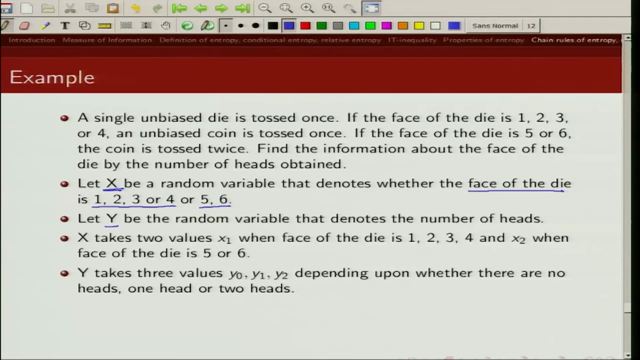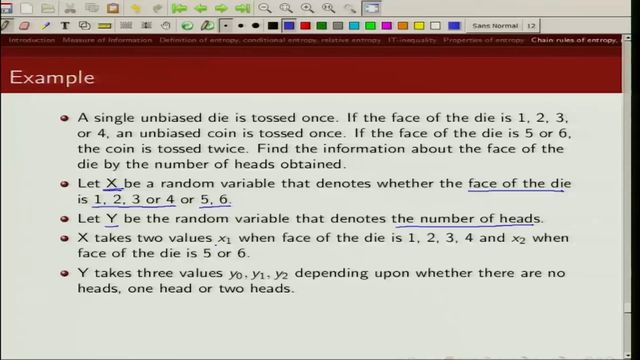And let y be the output of my tossing of the coin, where I am interested in counting the number of heads. As I said, there are two possible actions I am taking based on what I get as a result of throwing the dice. So I am calling it x1 if I get the face of the dice as 1, 2, 3, 4, and x2 if I get the face of the dice as 5 or 6. Similarly, my outcomes I am writing as y0, y1, y2, denoting no head, one head, and two heads.